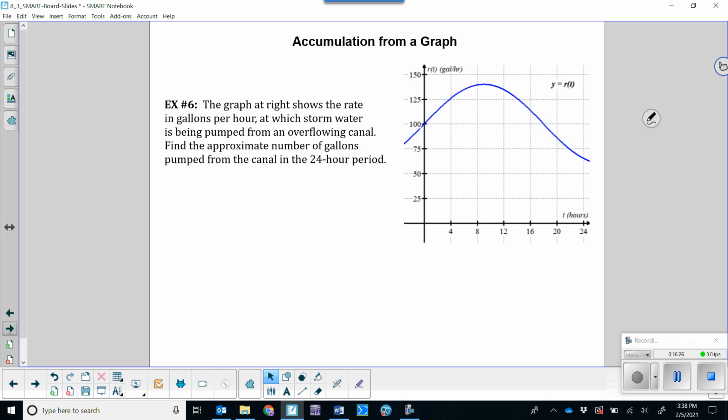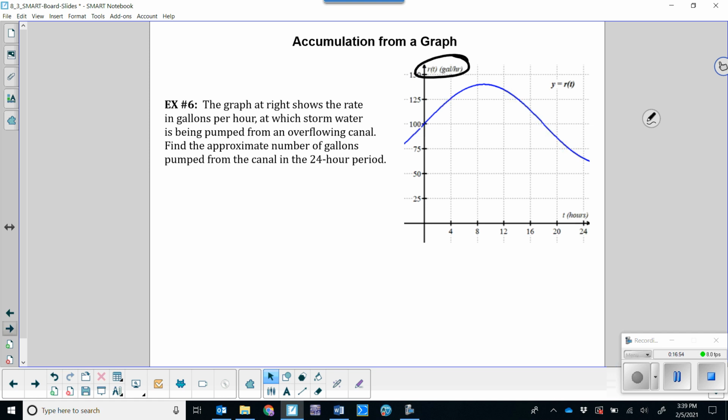Okay, last one that we're going to do. There's one more example that we're not going to do, which is example 7. So this is our last example for this set of notes. So the graph at the right shows the rate in gallons per hour at which storm water is being pumped from an overflow canal. Find the approximate number of gallons pumped during the 24-hour period.